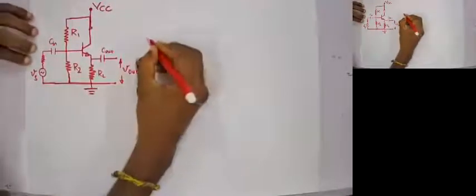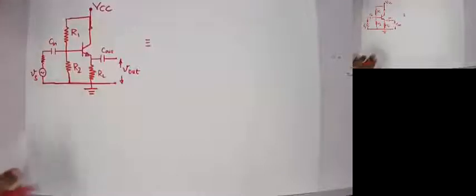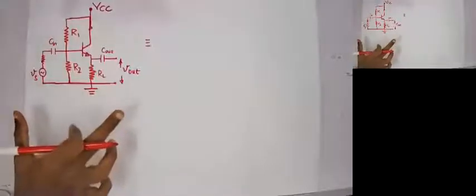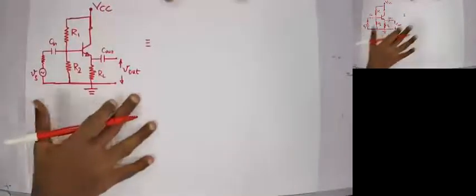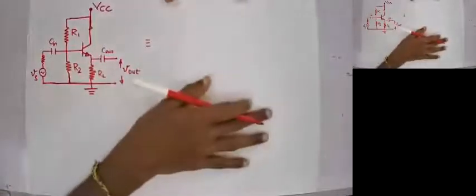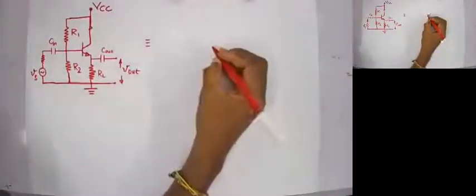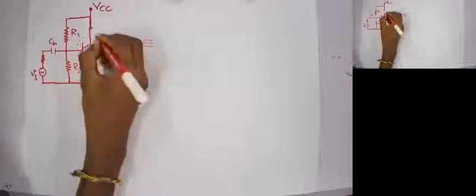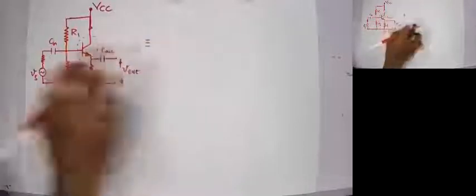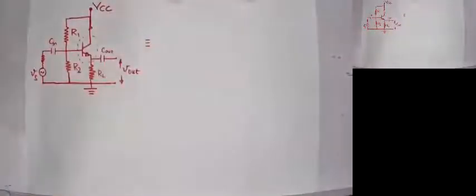Right now, okay, let us draw the high frequency equivalent circuit, or hybrid pi model, for the common collector amplifier circuit, right? First of all, I'll draw the equivalent circuit of the transistor only, and then we'll connect the external circuits, right?